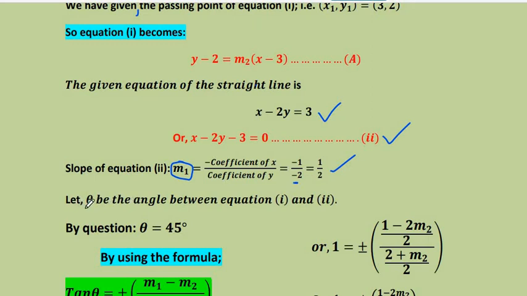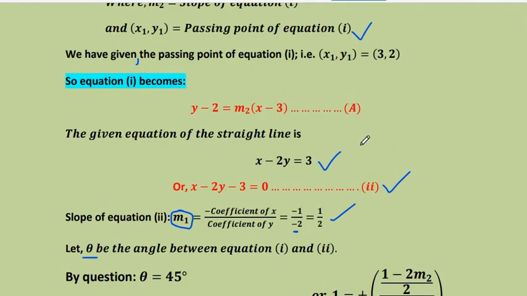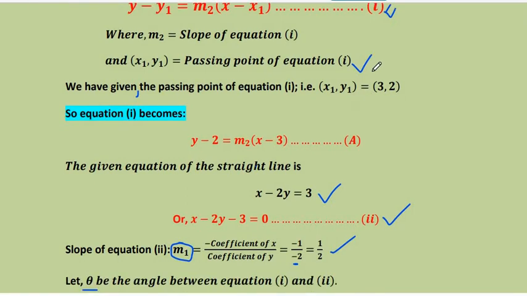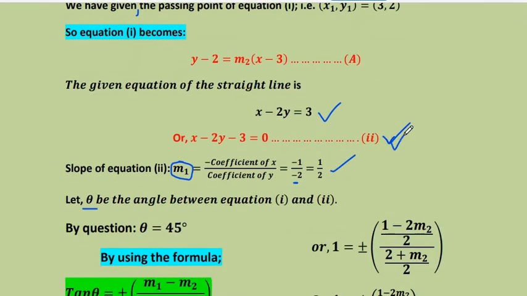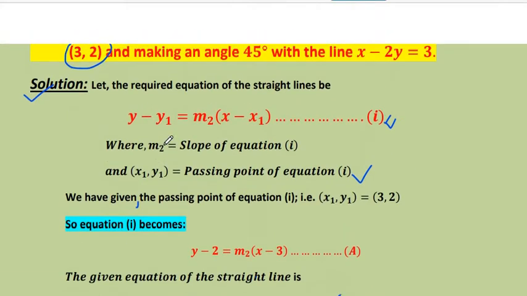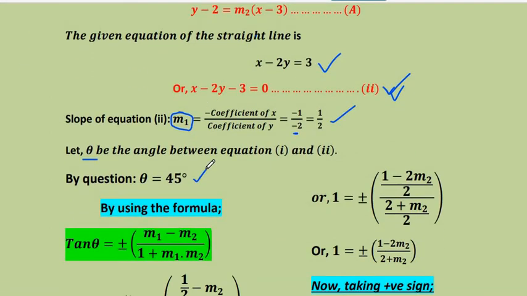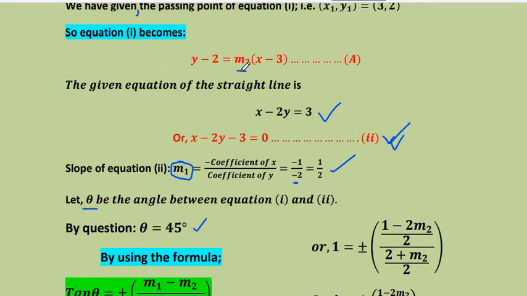Here I have considered theta to be the angle between equation I and II. Equation I means the required equation which we are going to obtain, and equation II is the given equation. So theta is the angle between the required equation and the given equation, and theta is given as 45 degrees in the question. So I have written theta equals 45 degrees. We already got the slopes: equation I has slope m2, and equation II has slope 1 upon 2.